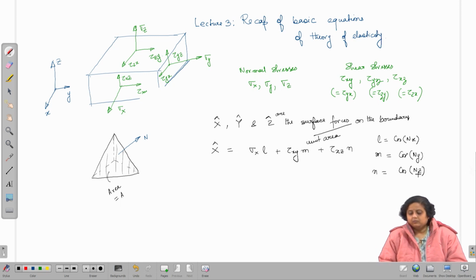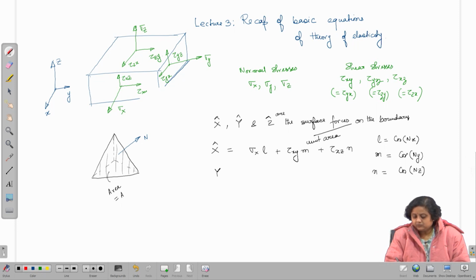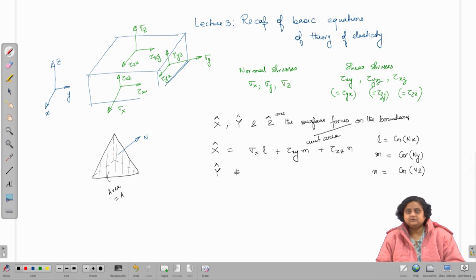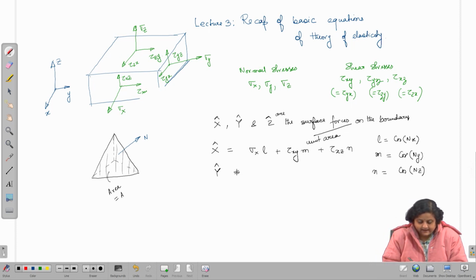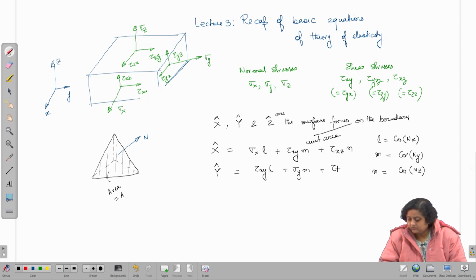Okay. So, similar to the equation for x direction, we have two more equations, boundary conditions for the y and z direction. So, it will be written as tau x y into L plus sigma y into m plus tau y z into n.